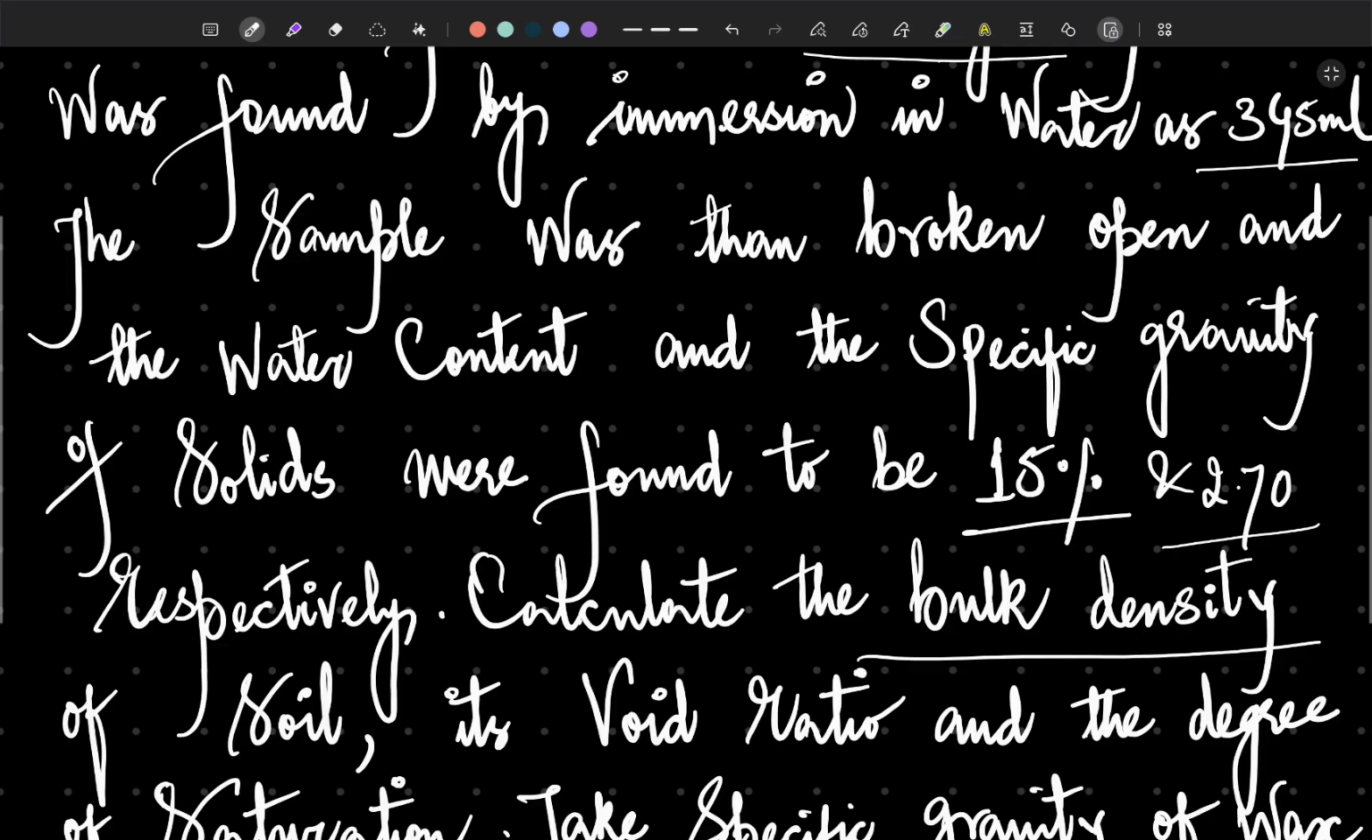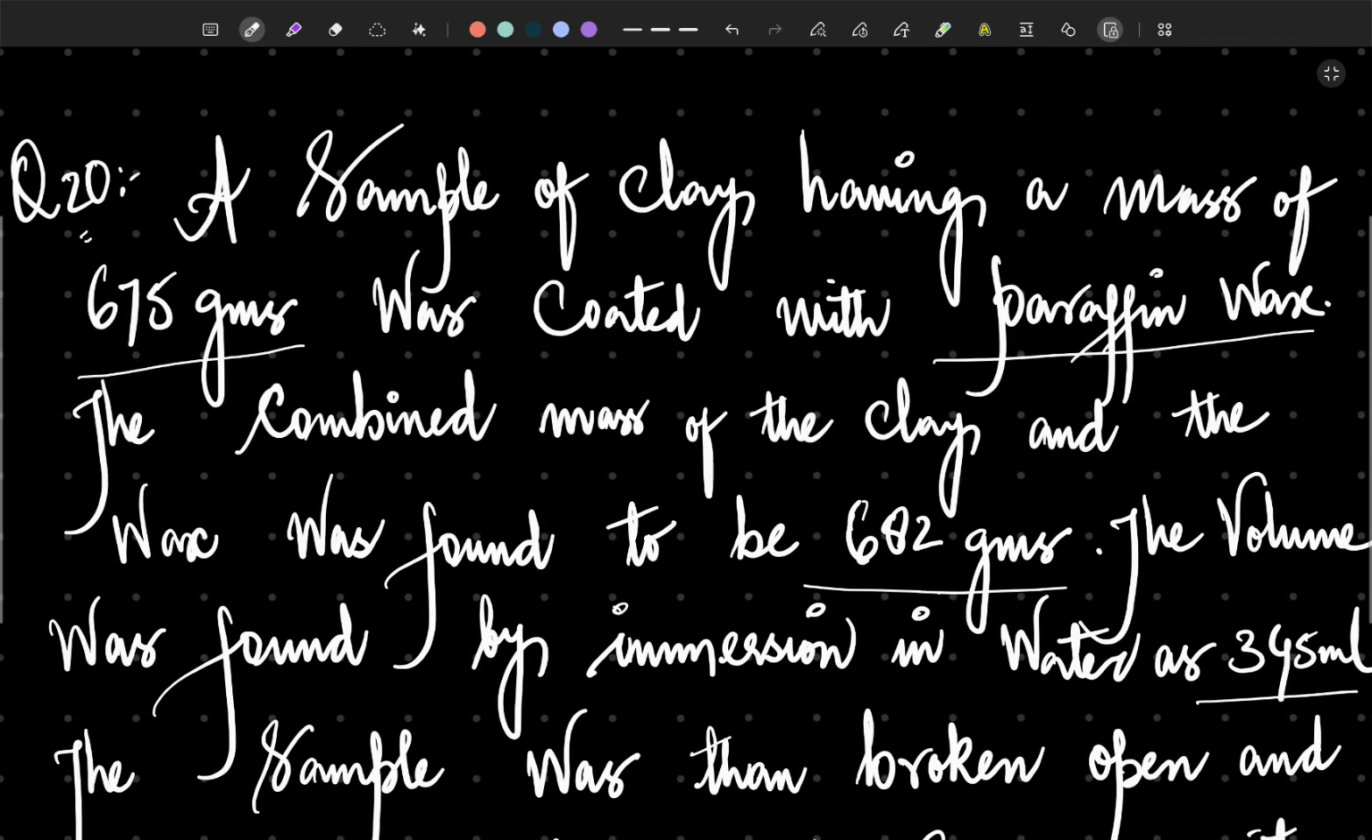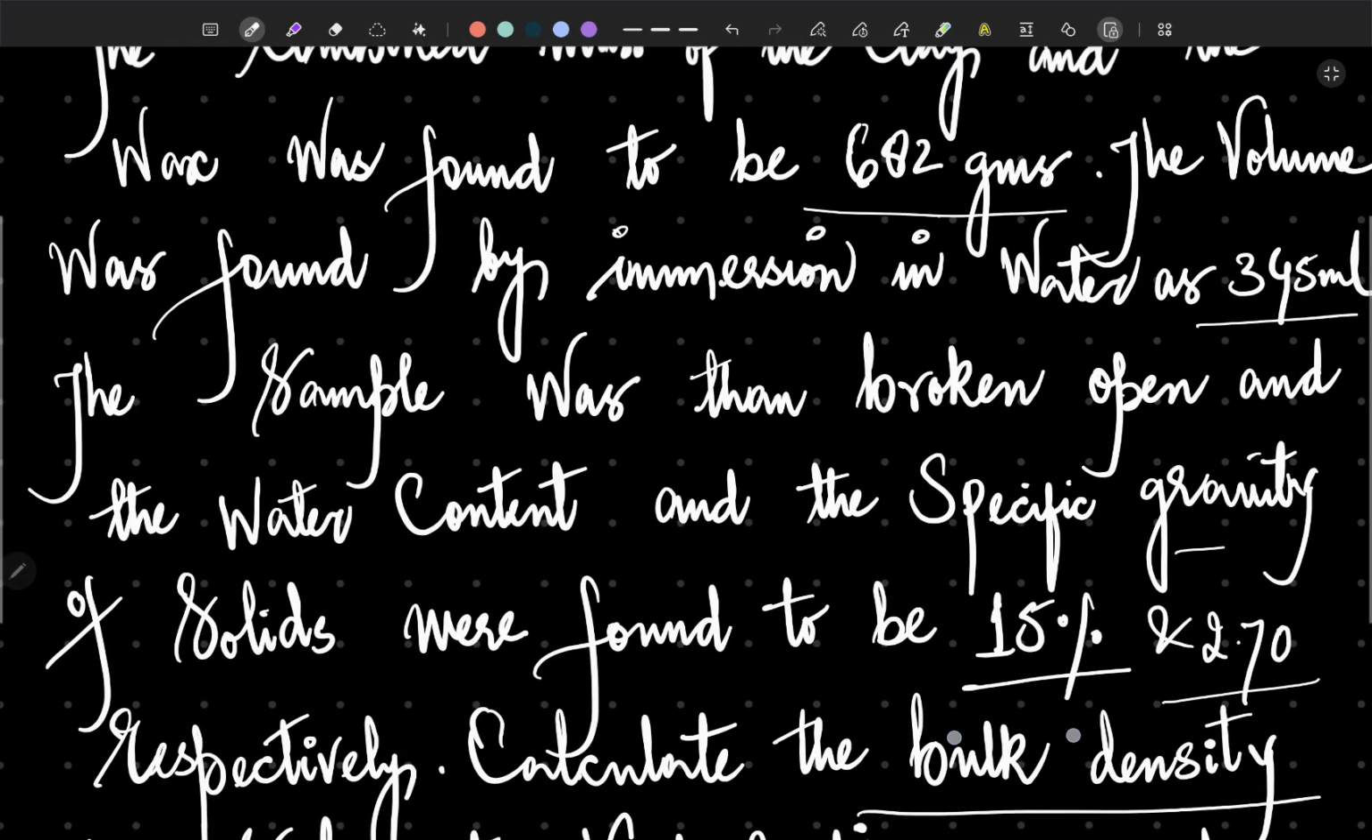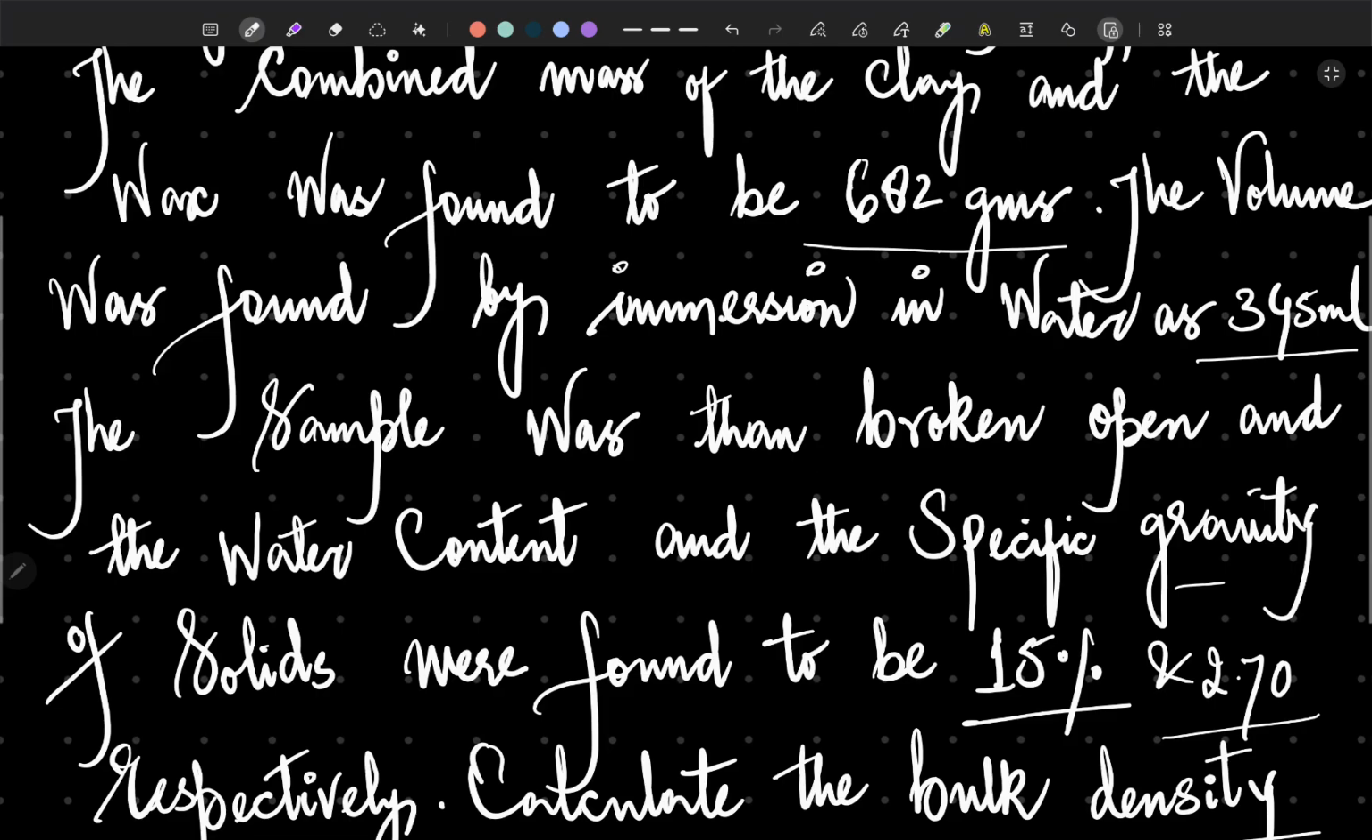Here, the sample was then broken open and the water content and the specific gravity of solids were found separately. It would be taken for the oven drying method, or maybe specific gravity may be found by the pycnometer method, after the water displacement method used to find the mass density or the bulk density. Then the sample of clay, which initially weighed 675 grams, after the immersion method would have been separately taken for some other method to determine the water content and the specific gravity.